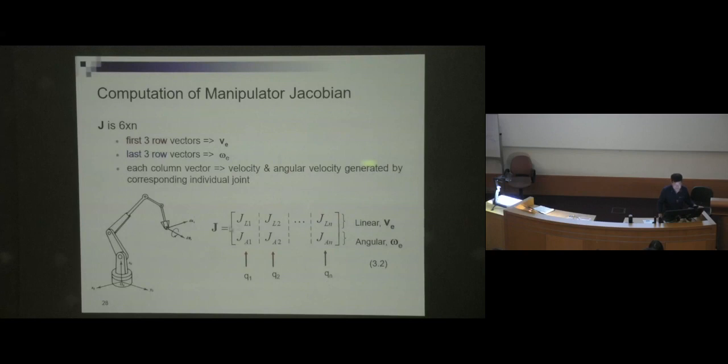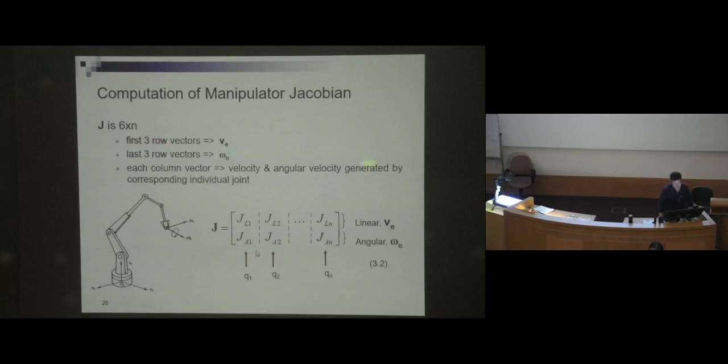So same thing. The first three rows of the column are related to your linear velocity, v e, the linear velocity of the end effector. The last three rows will be related to the angular velocity, which is your omega e. So in the subsequent slides, we are looking at how we can actually compute the J Li and J Ai. So we want to determine the Jacobian, we want to compute the Jacobian matrix.